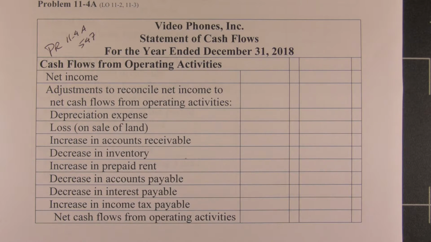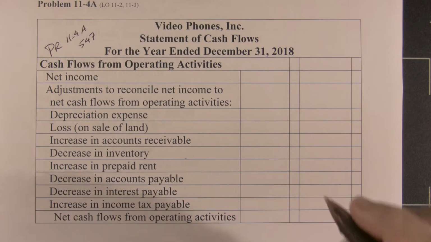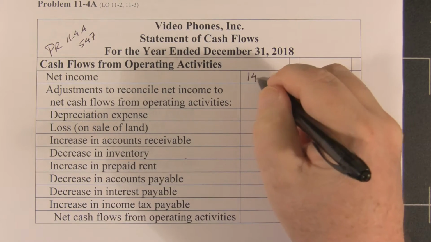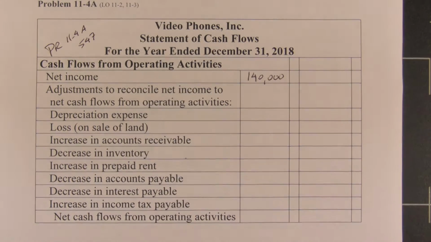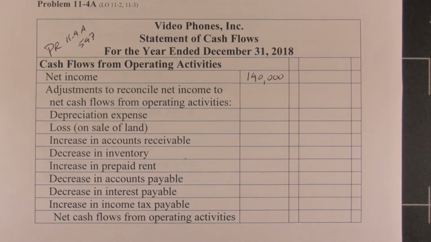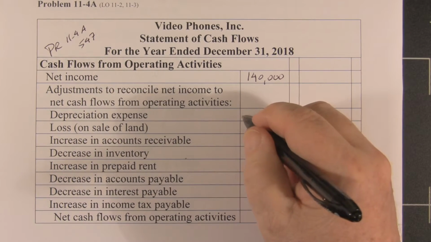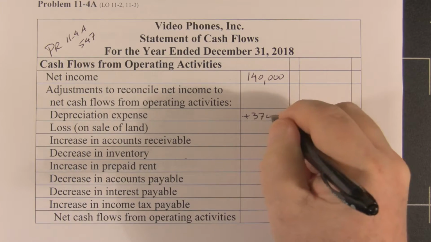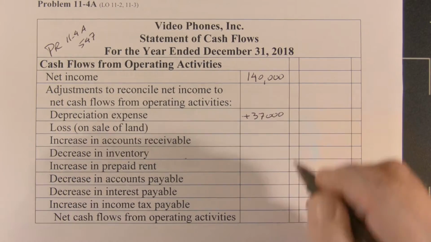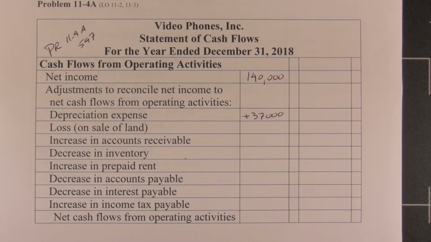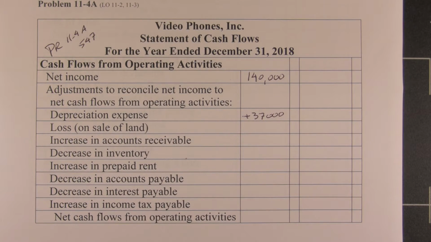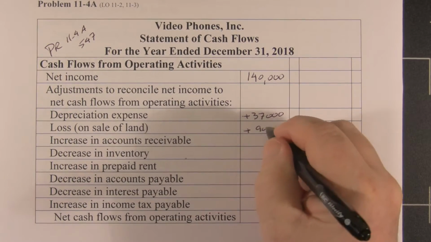First thing we do is we go to the income statement and get whatever numbers we can from the income statement. Well, the one number we can get from the income statement is net income, $140,000. The other number we can get is depreciation expense, and that's listed there as $37,000. So we know we need to add that back. We're also told that there's a loss on the sale of land. So that's $9,000 that we have to add back here.